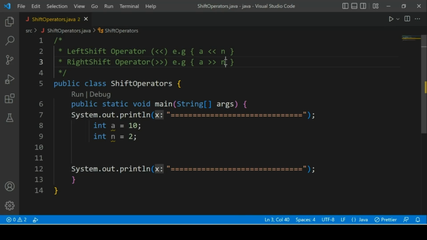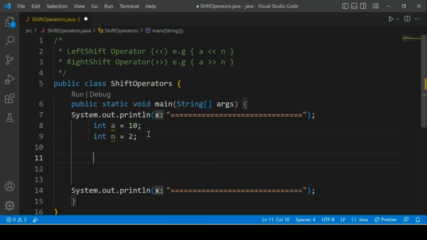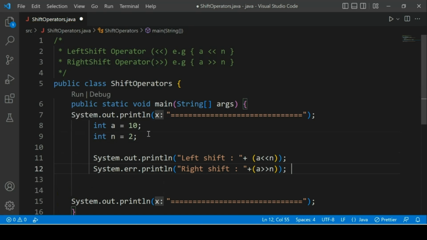In order to get a clear picture, I have taken two values. The first one is a. A will be the actual number and n will be the number of times we are shifting a. So I have taken 10 and 2. I'll be shifting 10 two times. Firstly, I'll left shift 10 two times and then I'll right shift 10 two times. Let's see what will be the output.